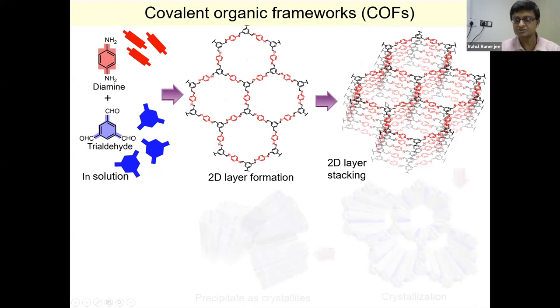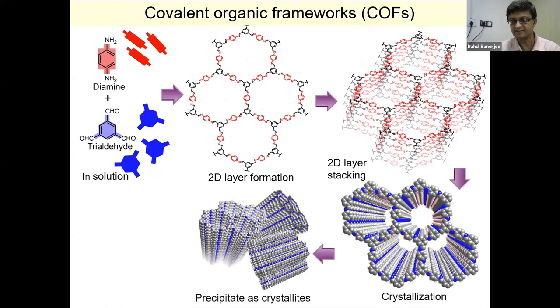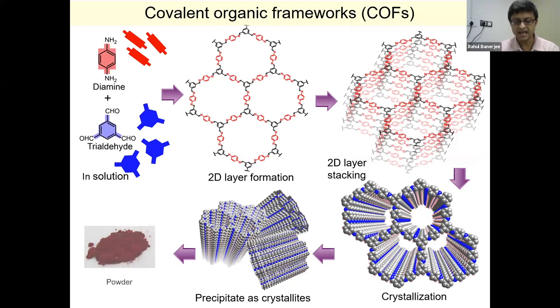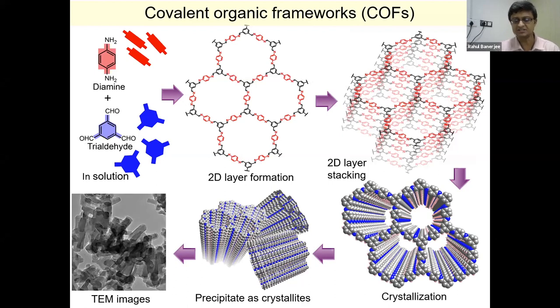These porous structures are called covalent organic frameworks. They are very simple in nomenclature because they are covalent in nature, they are organic, and eventually you can make a framework out of it. So that's why you call them covalent organic frameworks. You precipitate them as crystalline powders. And you can, of course, utilize these materials for multiple different problems, which we have already discussed so far today.